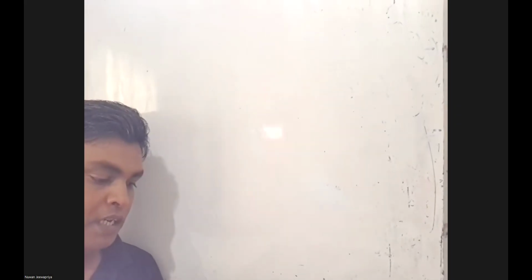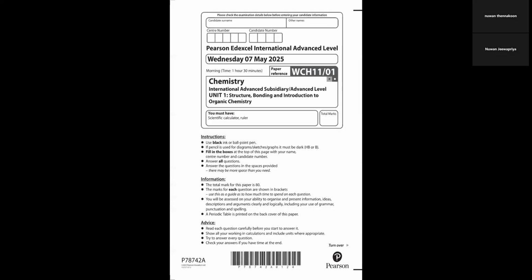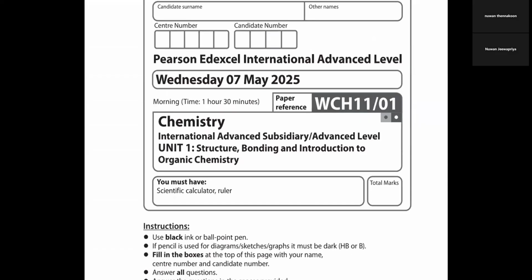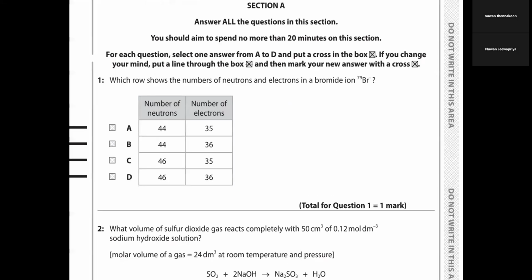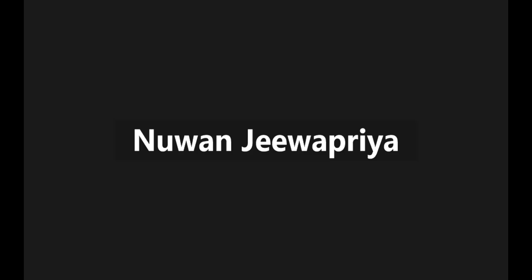Now we quickly go to the first question in the 2025 May-June paper. I will show you the paper. So this is for the paper 2025 May-June. The first question that we are going to discuss: which row shows the number of neutrons and electrons in a bromide ion? So that is the question.